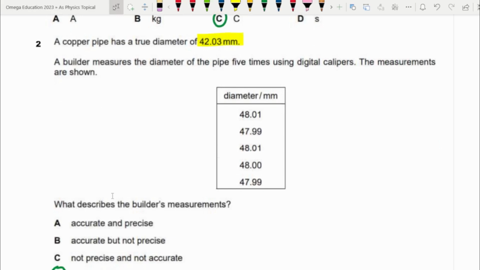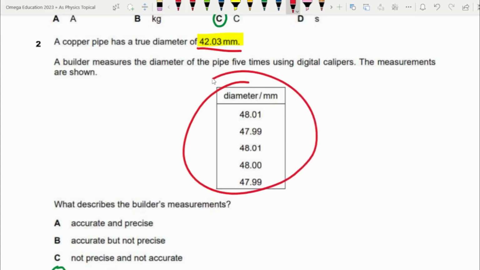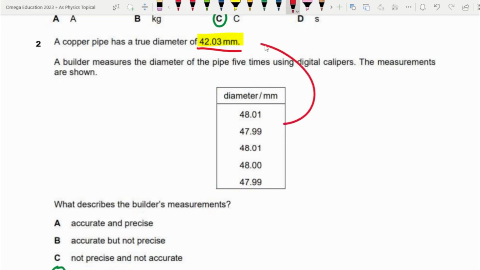The second one, a copper wire has a true diameter. This is a true value, and if you check out the data, the values are quite close to one another, so the values are precise, but these are not close to the true value, so these are not accurate. So the values are precise but not accurate.